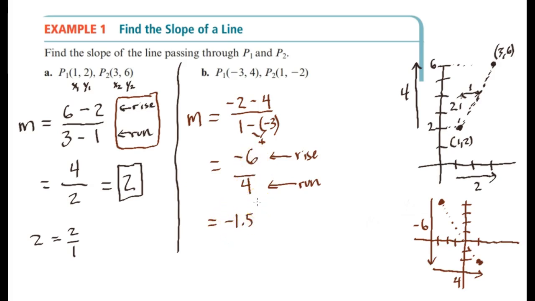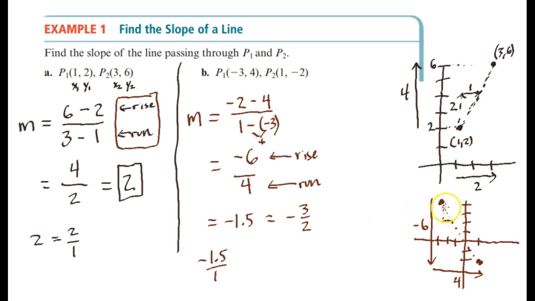This simplifies to -6 divided by 4, which is -1.5. So overall, remember that the simplified form of the slope, if we put it in decimal form, in this case like we did with both of these, you could also express it as -3/2. But what -1.5 is saying is -1.5 divided by 1: for every 1.5 units it goes down, it goes to the right 1 unit.